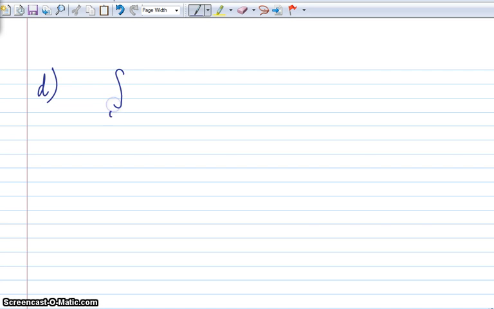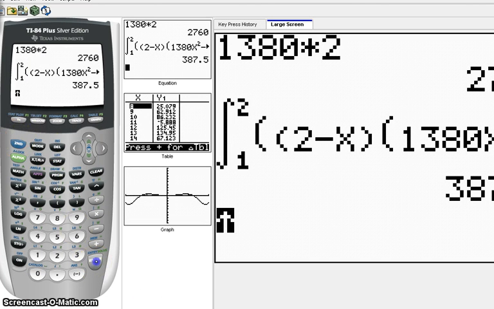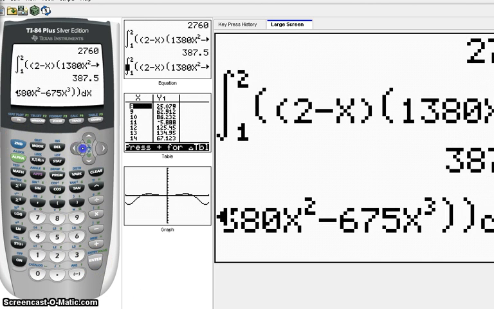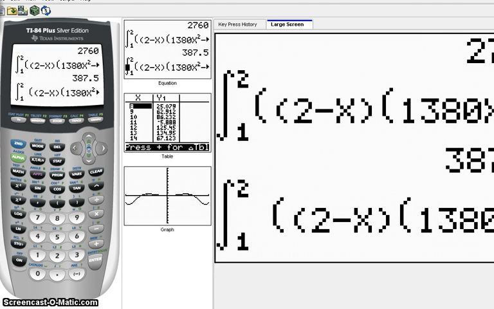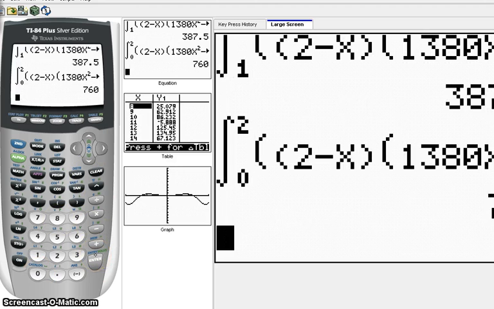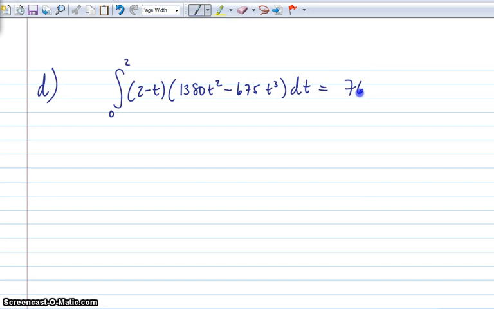So to get the total amount of wait time, we're going to take the integral from 0 to 2 of that W prime of t, which is the (2 minus t) times the r of t function, 1380 t squared minus 675 t cubed, with respect to t. Now this will give us the total wait time, so let's find that first. I'm just going to go back and second entry this, and scroll back and change that 1 to a 0. It's probably the quickest way, so you're not re-entering this silly integral by hand. And then press enter. Now it's 760 hours of wait time.